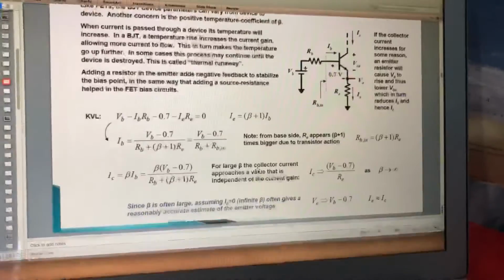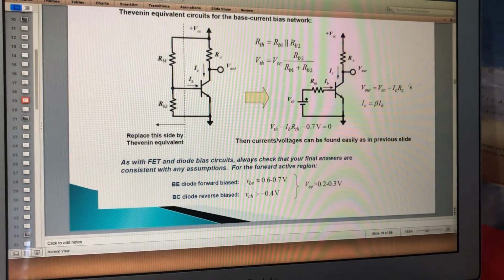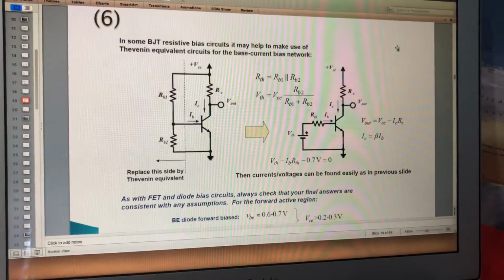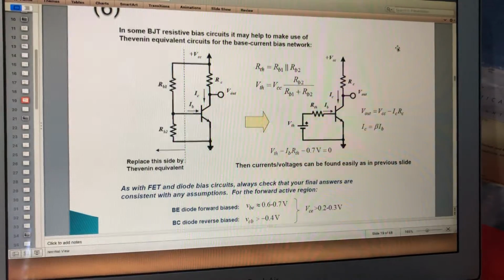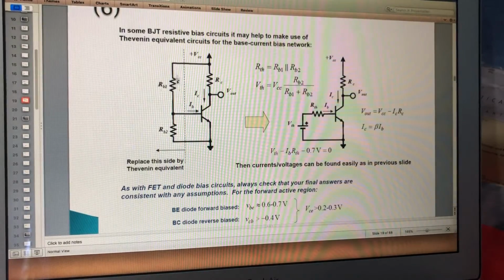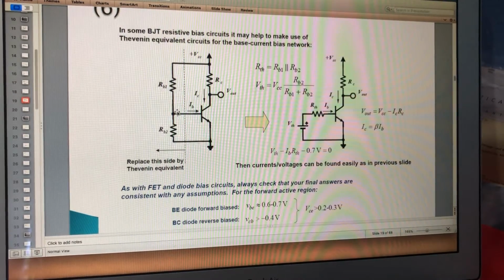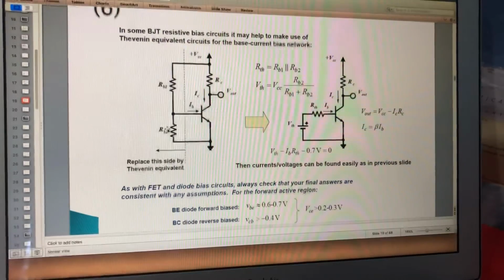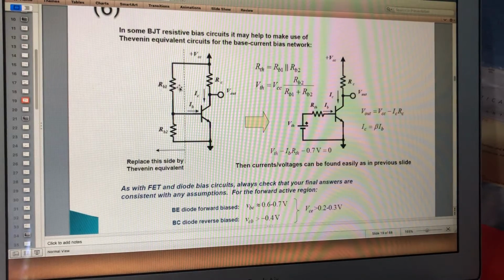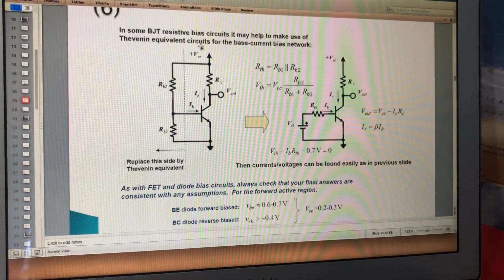Let me see what else is being discussed. This is another important topology: the voltage divider biasing. For voltage divider biasing, we have to apply a circuit technique to solve this problem and find the resistance value. So we have to apply the Thevenin equivalent circuit. You have learned Thevenin equivalent circuit in previous classes, Electronics 1 or circuit theory, so it is being applied here.